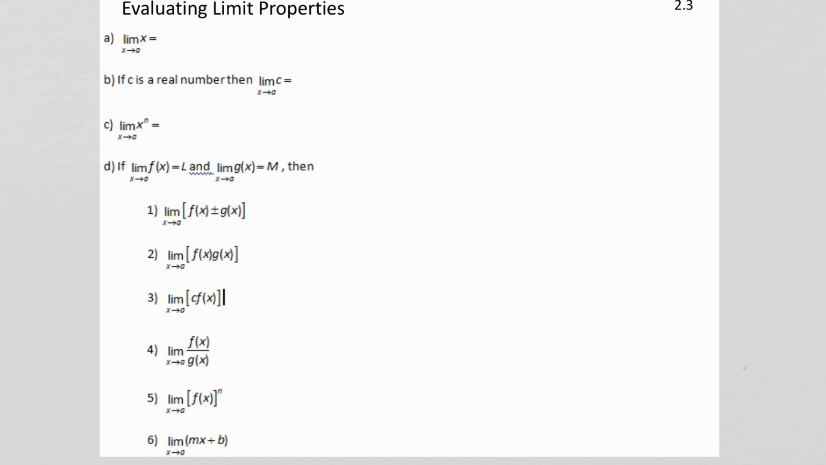Hi, I'm going to talk a little bit about some properties of limits. So we'll start with this first example, limit x approaches a of x. Hopefully you realize that this will just be a, because, well, for a few reasons.